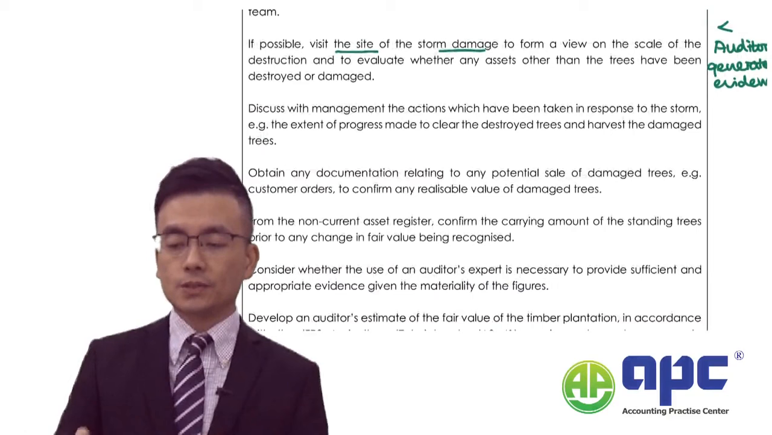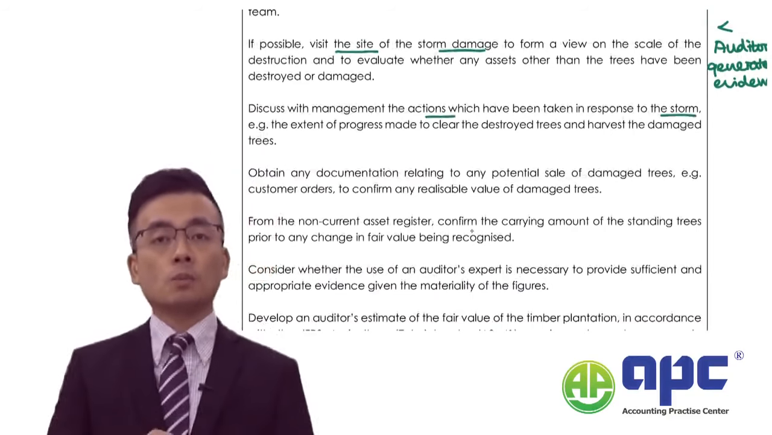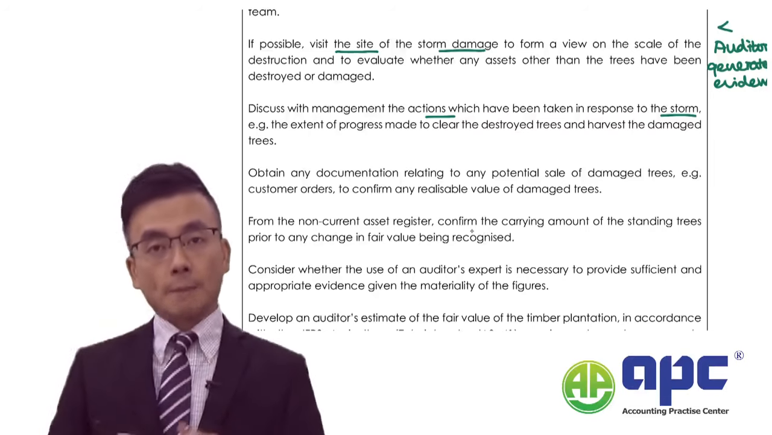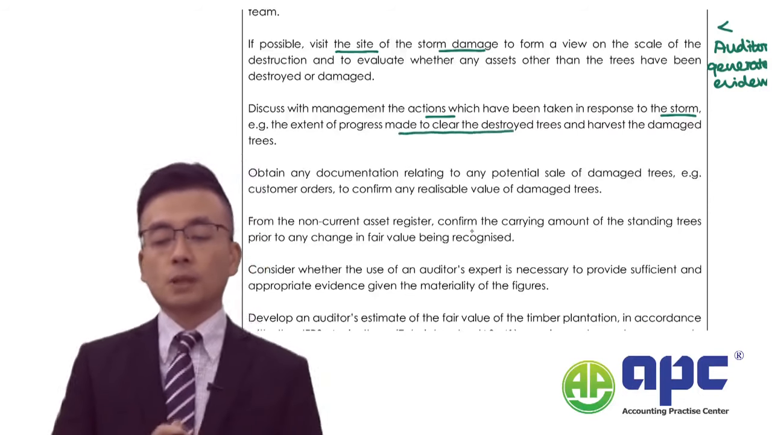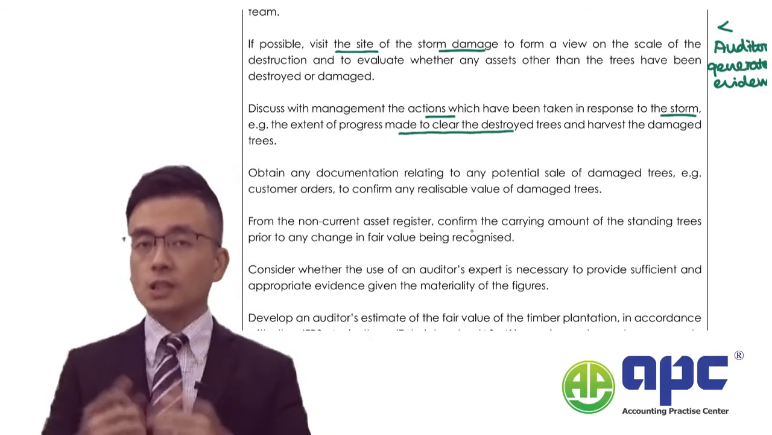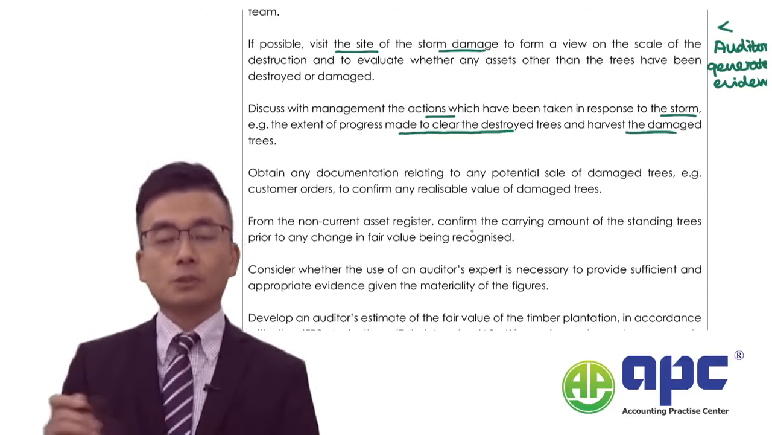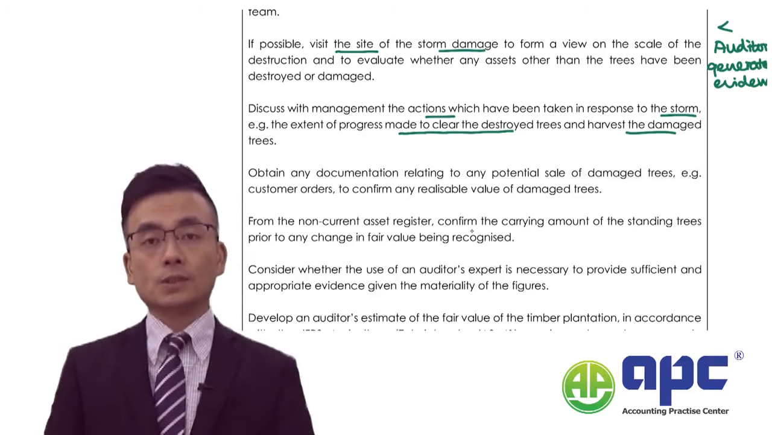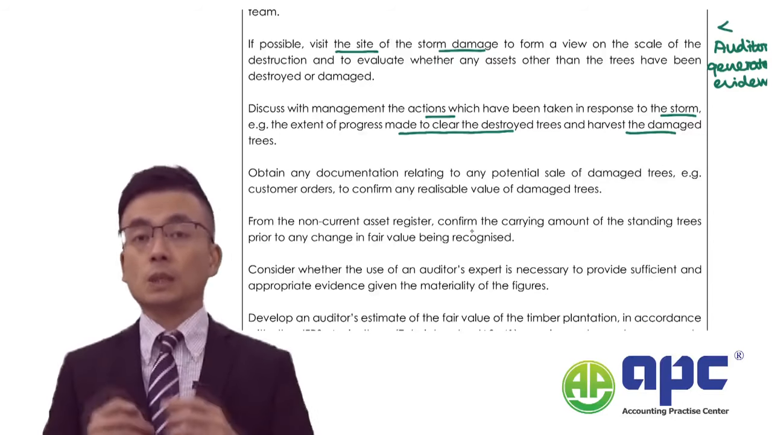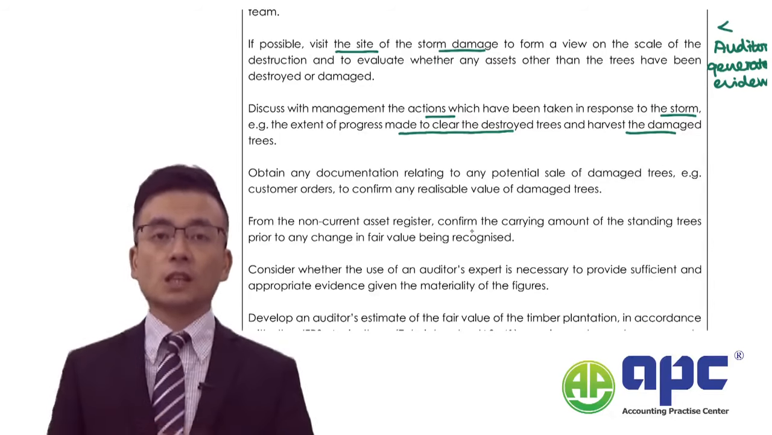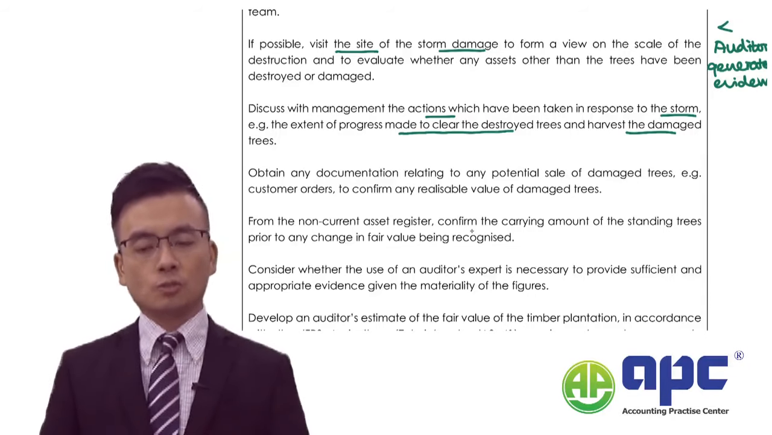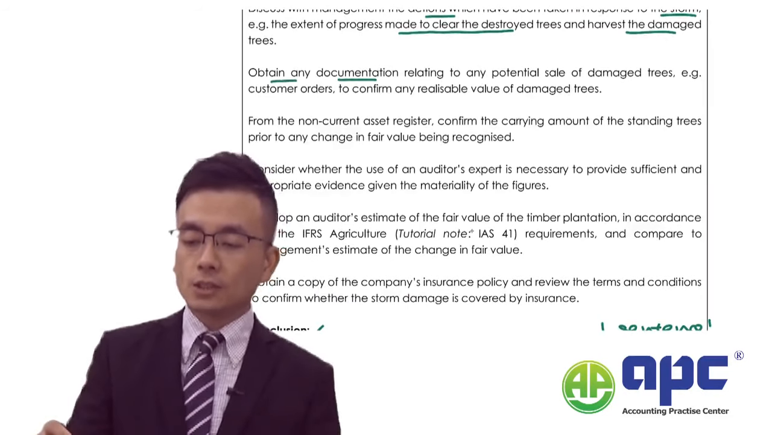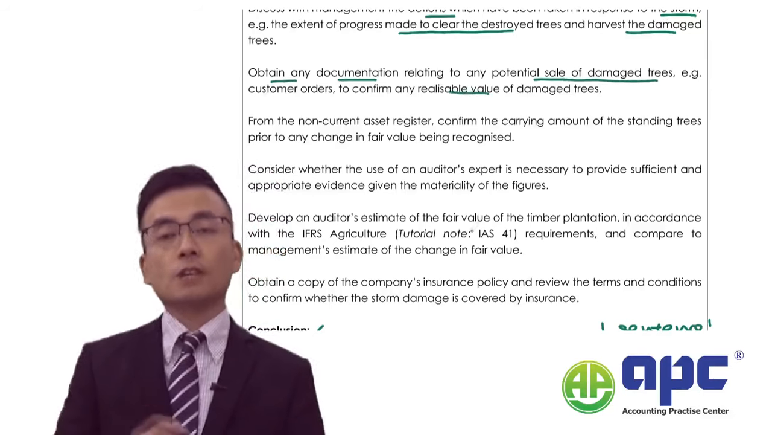Also discuss with management regarding the actions related to the storm, what actions they're going to take. Because to determine those values, of course, there might be extra costs in that. So the extent of progress made to clear the destroyed trees, to see the cost incurred, and to harvest the damaged trees, and so on, and maybe to discount them at a particular selling price. And we're going to be seeing the fair value, so which means the values that you're going to obtain. If you discount it, of course, it will certainly be a different value than it should be compared to the market price. Obtain documentations related to potential sale of the trees to confirm the realizable value of that.